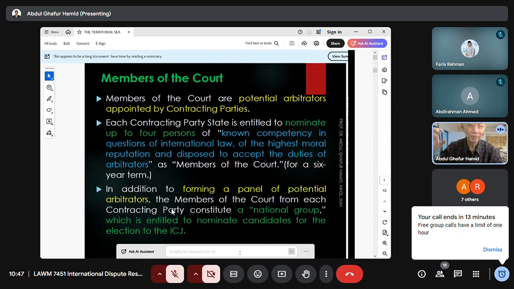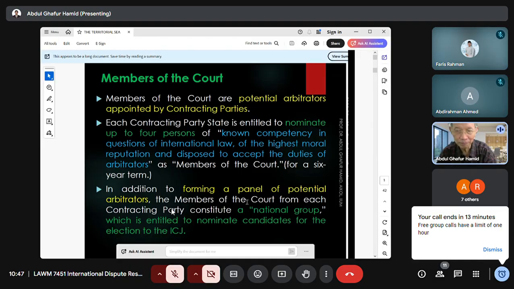So if two states are in dispute, and these two states want to use arbitrators from the list of arbitrators, the members of the court, to establish the arbitration, they just contact the secretariat of the PCA, and they approve it as secretariat, and then after that, from the list of the arbitrators, they can appoint an arbitration tribunal.